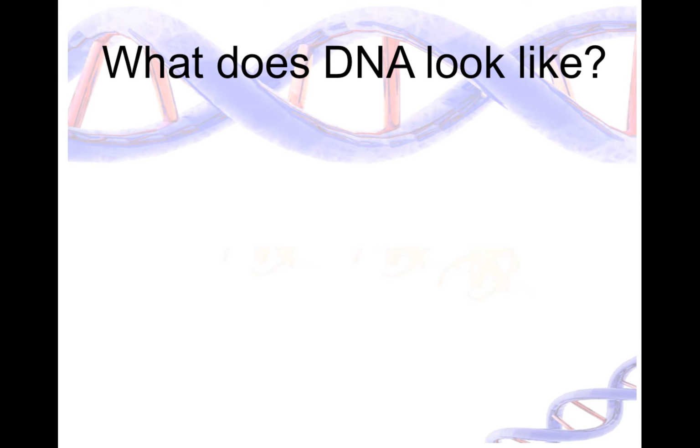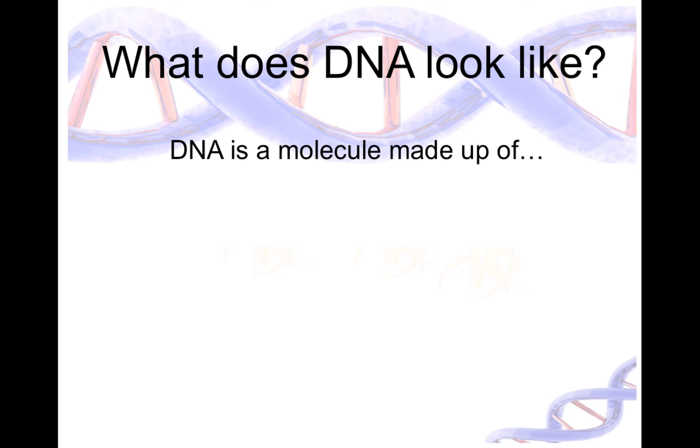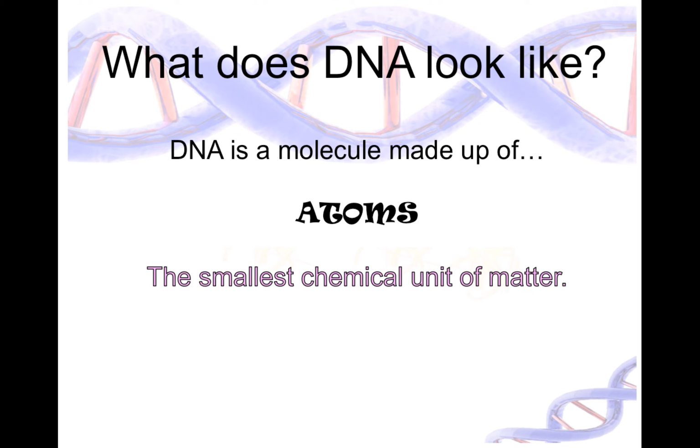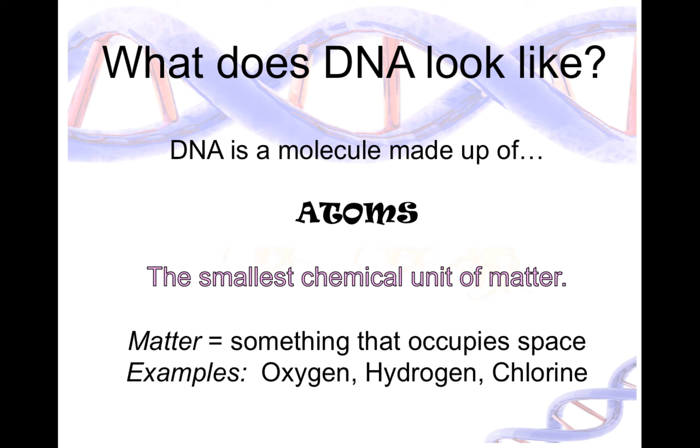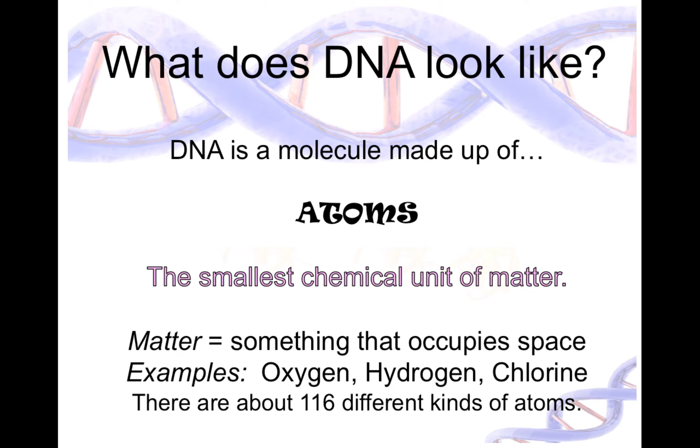What does DNA look like? Well, DNA is a molecule, and it is made up of atoms. Atoms are the smallest chemical unit of matter. Matter is something that occupies space. Examples of atoms are things like oxygen atoms and hydrogen atoms, chlorine atoms. Currently, there's about 316 different kinds of atoms.